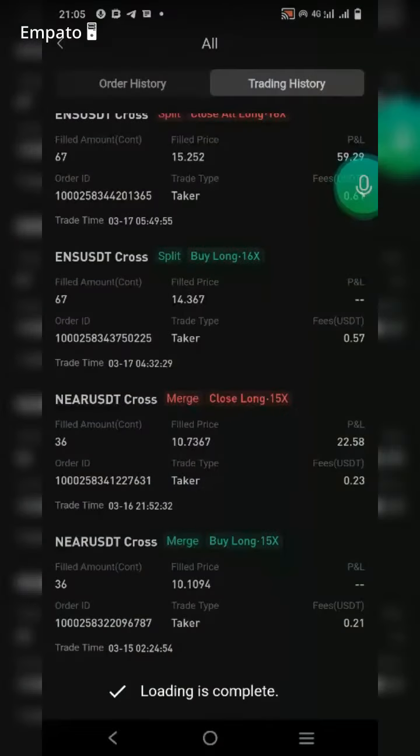So I wish I could see that detail. I wish I could see that. So I sold at 10.7.